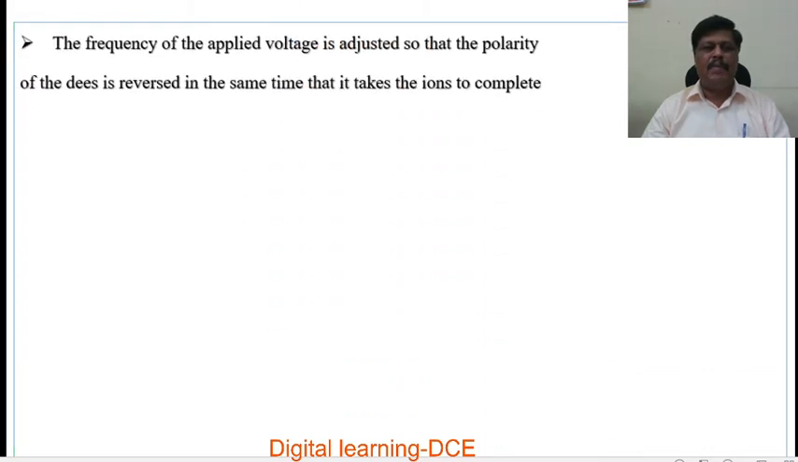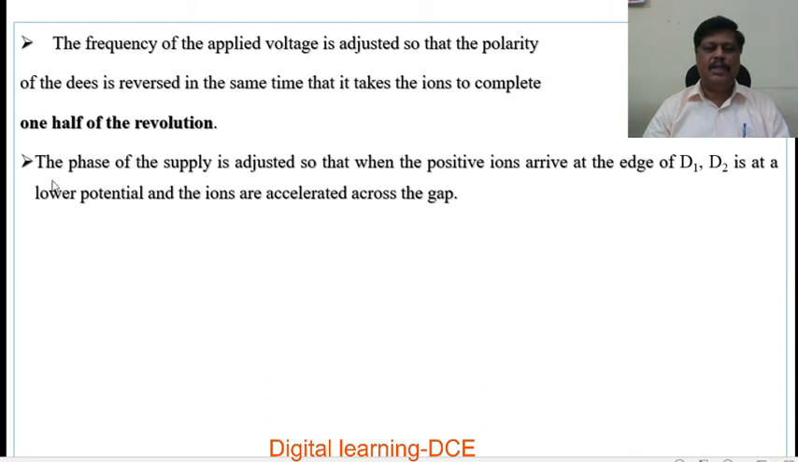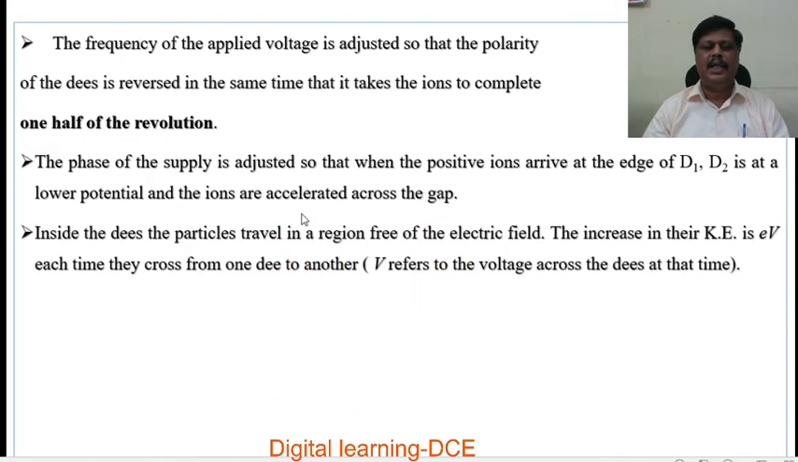The frequency of the applied voltage is adjusted so that the polarity of the DC is reversed in the same time that it takes the ions to complete one half of the revolution. That is the resonance condition. The phase of the supply is adjusted so that when the positive ions arrive at the edge of D1, D2 is at lower potential and the ions are accelerated across the gap.